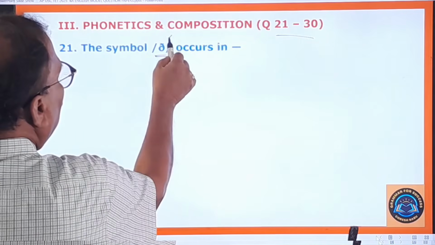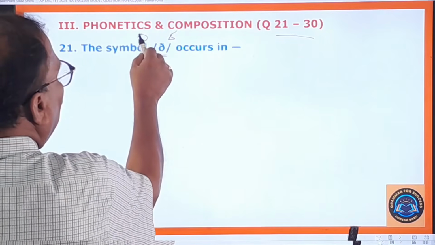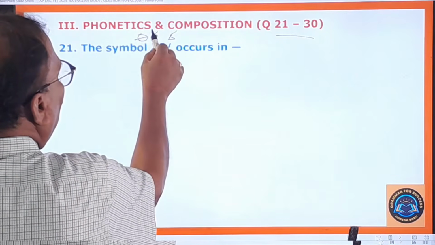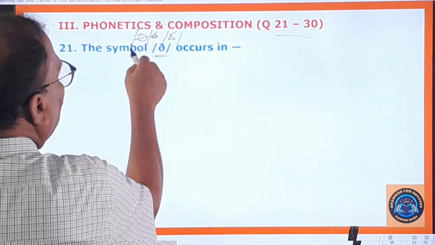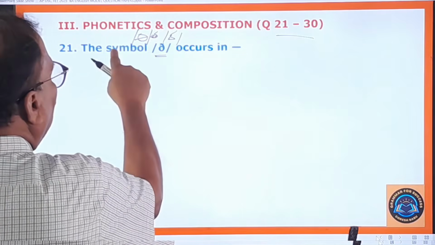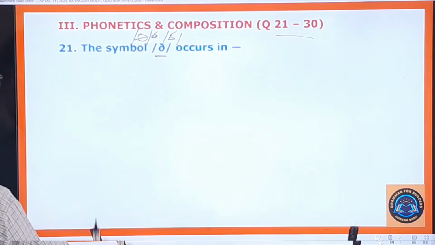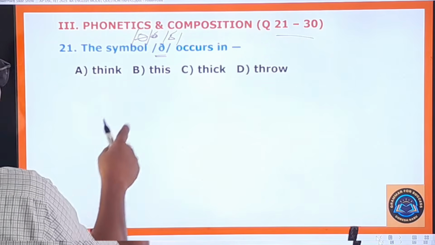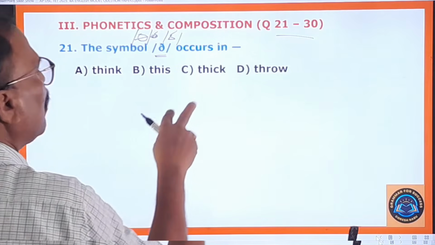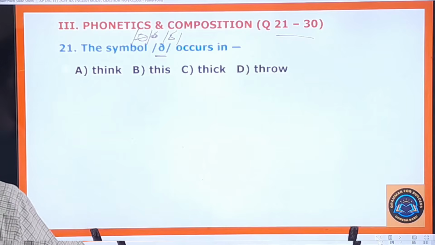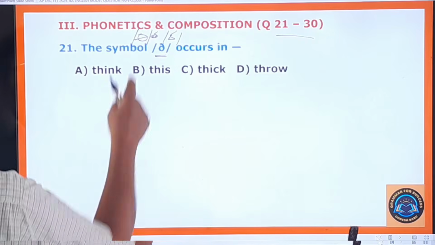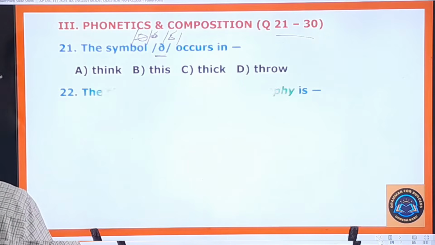What is this symbol? This is the. Okay, and this is the. Okay, this is the symbol the occurs in think, this, thick, throw. You know very well. You choose that word which begins with this sound. Okay, you go to the 22nd question.